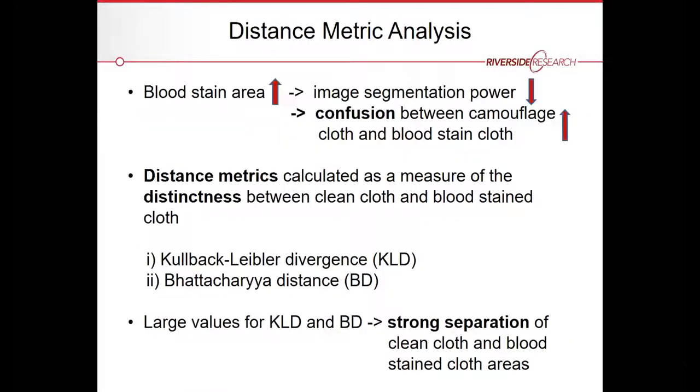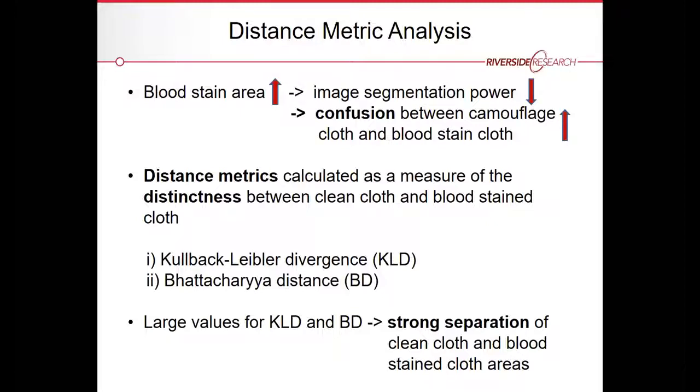The last machine learning technique that we used in our analysis of blood stains on camouflage cloth was a distance metric analysis. Basically, if you have a blood stain area on a camouflage piece of cloth, that implies the image, if that blood stain area goes up, the image segmentation power goes down. What that means is that it's a philosophical thing and it's a signal processing thing. One can only tell if you have a blood stain by what is not blood stain. So the more that you stain your cloth, the less likely you're going to be able to differentiate it.